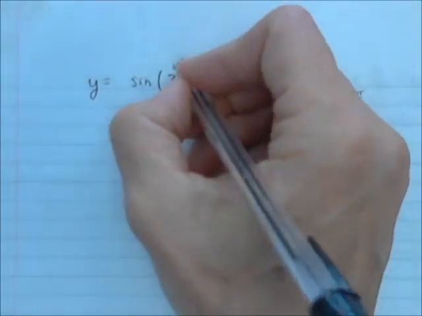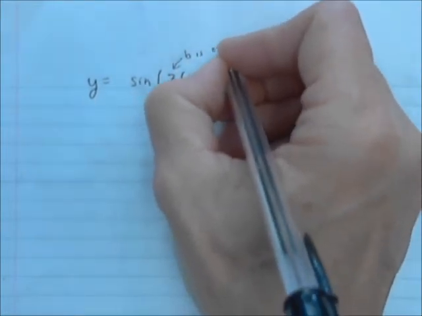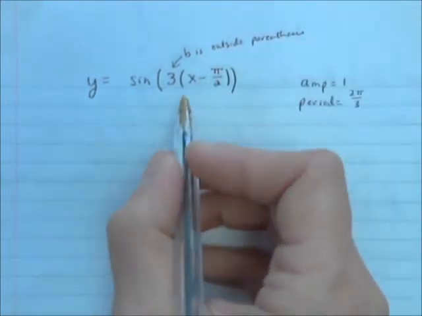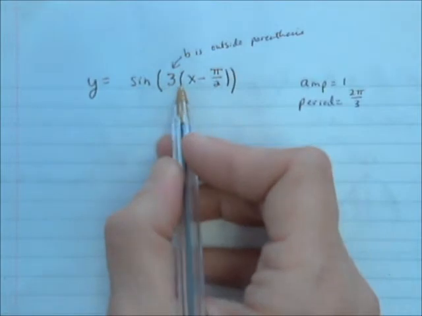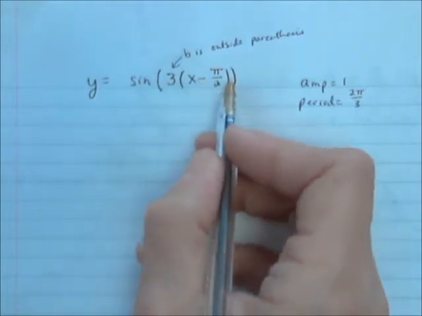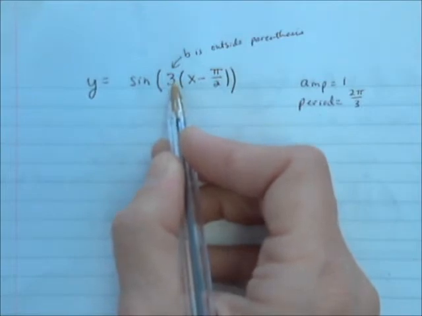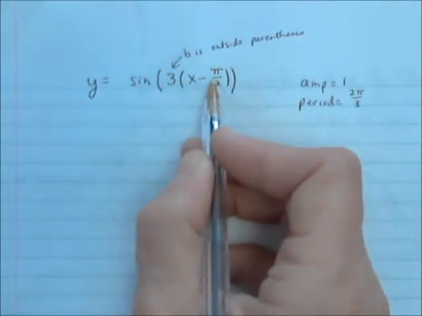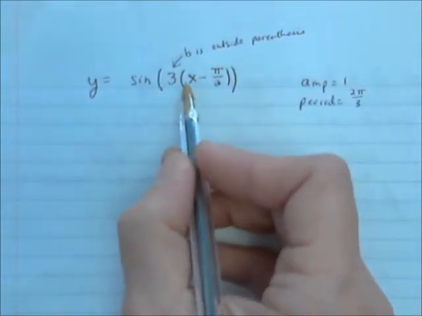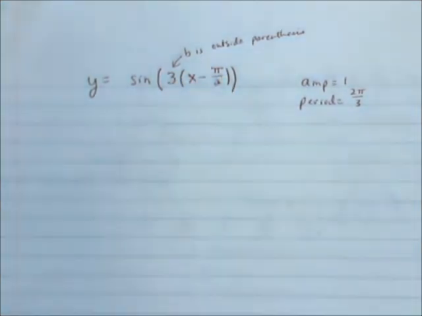And you might want to put a note here that the b is on the outside of this set of parentheses. If this b were distributed, it would be 3x minus 3 pi over 2, and you'll see in the end that this is actually a shift to the right of pi over 2. If you were to distribute the 3, it would kind of look like this were a shift of 3 pi over 2 to the right, but it's not. So what you want to do is make x on the inside of the parentheses have a coefficient of 1. So if there's any other coefficient, you want to move it to the outside, and you need to factor that if you have to.